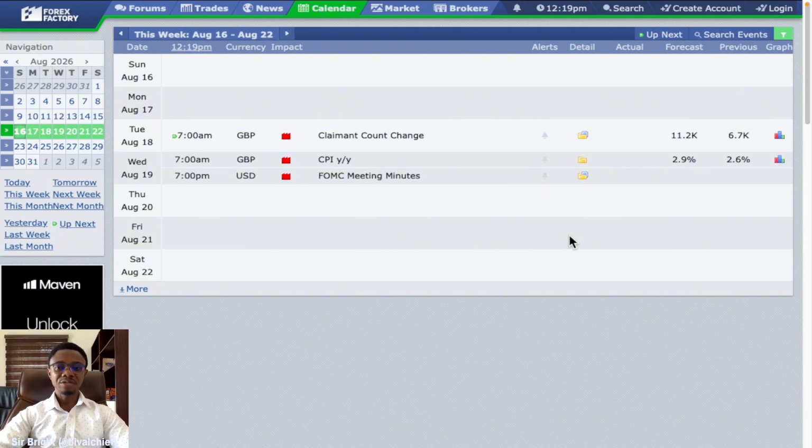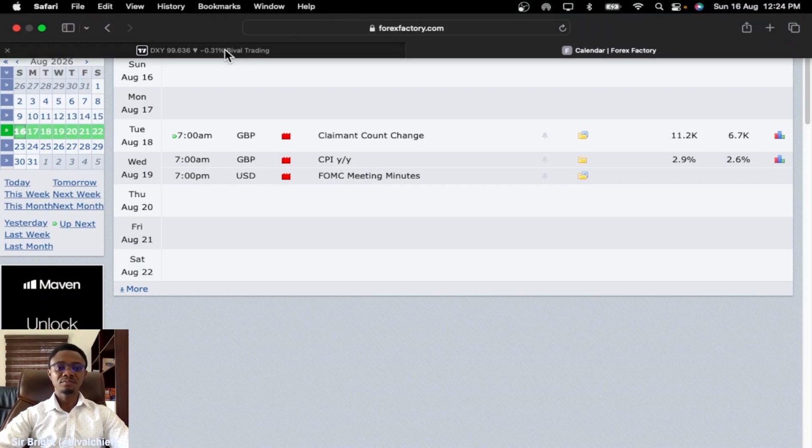Coming up next week, as you can see on my screen here on Forex Factory, we are expecting a claimant count change on GBP, also CPI year over year on GBP, and we're also expecting FOMC minutes on Wednesday next week. So we are going to pay attention to these news events as their outcome will definitely influence the fundamental bias of the pairs we are going to look at in this analysis. So let's head to the charts and see what we have.